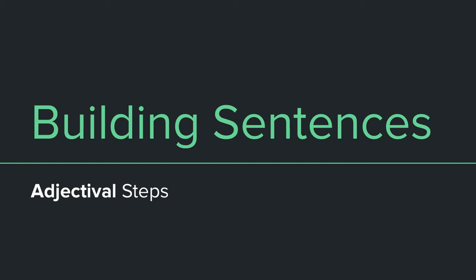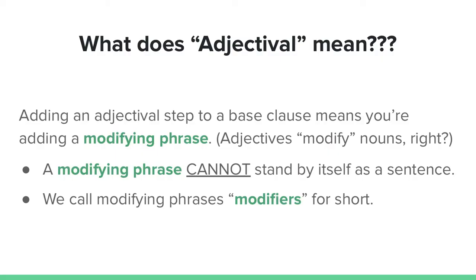Okay, we've learned about connective steps, we've learned about subordinative steps. Now we're going to learn about adjectival steps. They are a little more complicated, but also a little more useful. First, we've got to figure out, what does adjectival mean? Adding an adjectival step to a base clause means you're adding a modifying phrase. That makes sense because adjectives modify nouns.